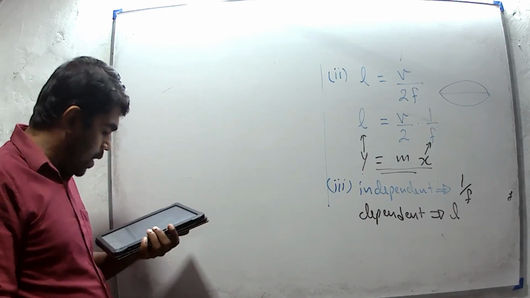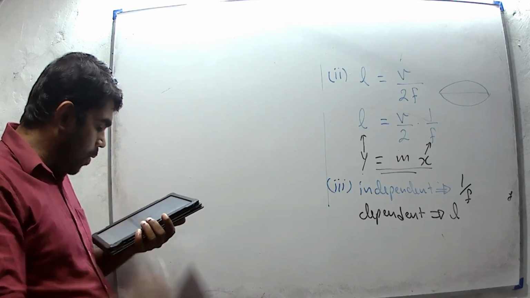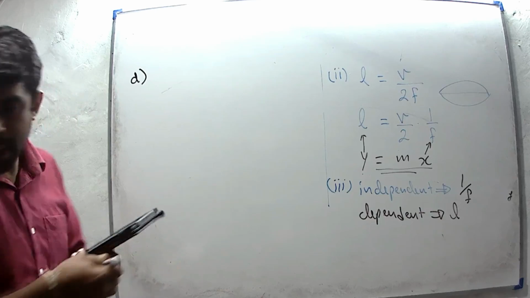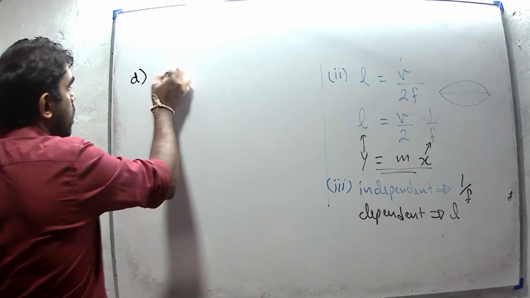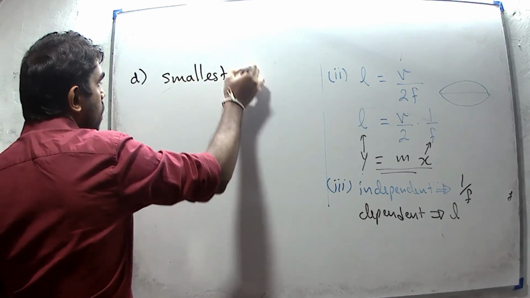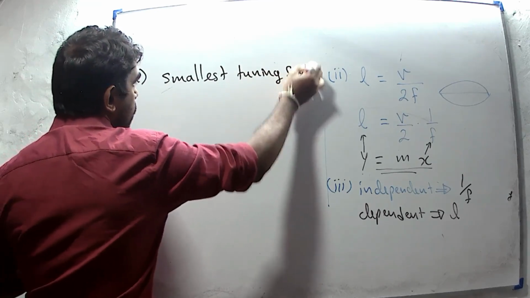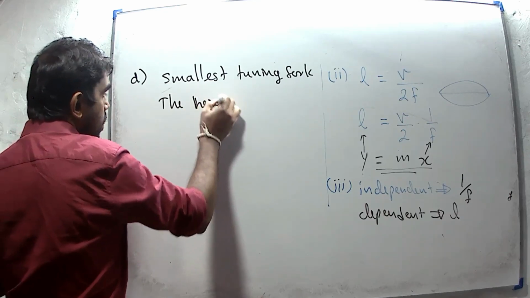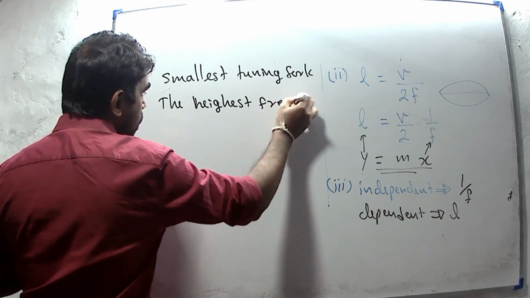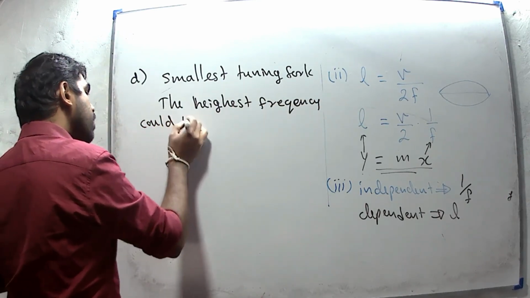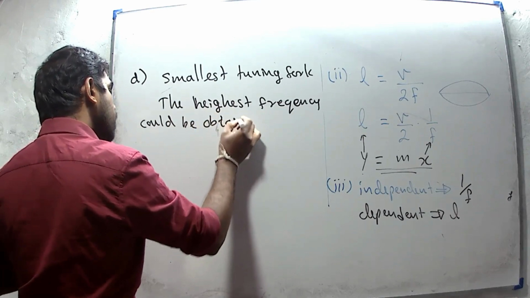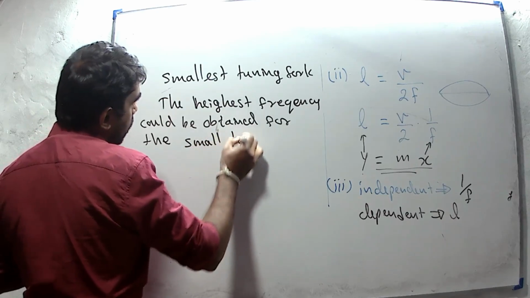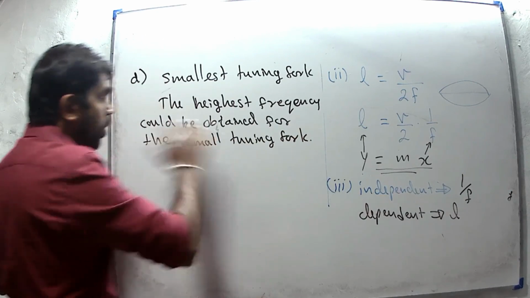But when writing the answer, we have to write the answer with length of prongs. Therefore, for part D, we have to write: we have to use the smaller tuning fork. Smaller tuning fork. Then we can write the reason. The highest frequency could be obtained for the small tuning fork.